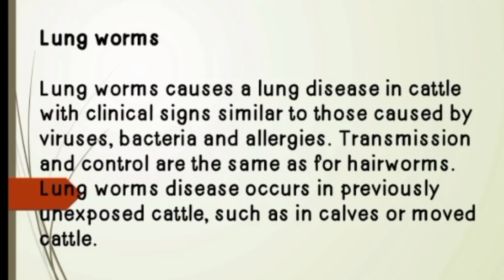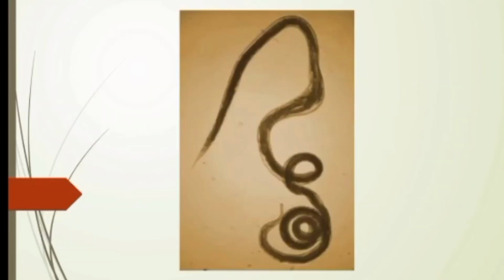So, ang mga lungworms na po nito ay nagkukos ng lung disease sa mga baka. At ang transmission po nito o yung pagkontrol ay kagaya din po dun sa hairworms. At ito po ang itsura ng lungworms na makikita sa baka.